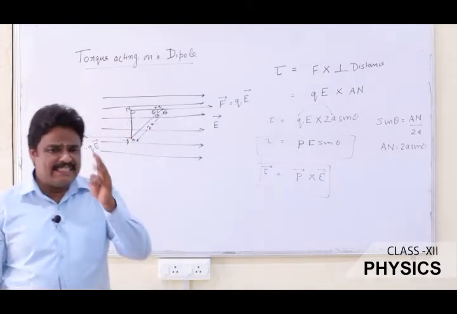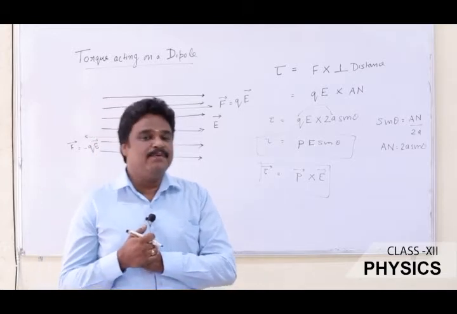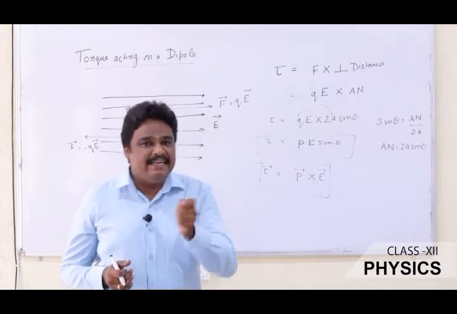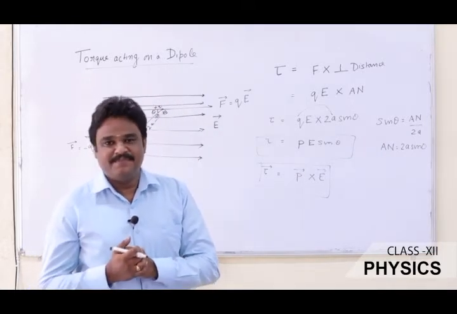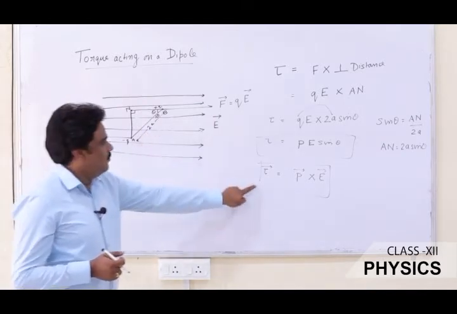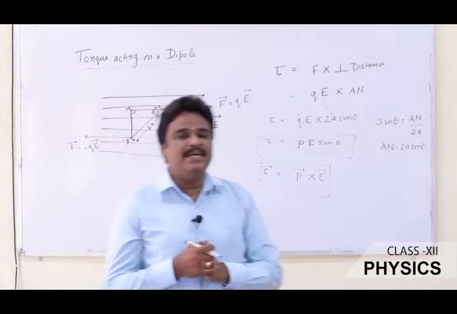Now I am going to discuss the conclusions of this expression. What are the important conclusions that we can draw from it? The very first: when a dipole is placed in a uniform electric field, it experiences only a torque. The net force on the dipole is 0. Once again, it's a very important conclusion. The dipole only experiences a torque, whereas the net force, you can see minus QE and plus QE, is 0.